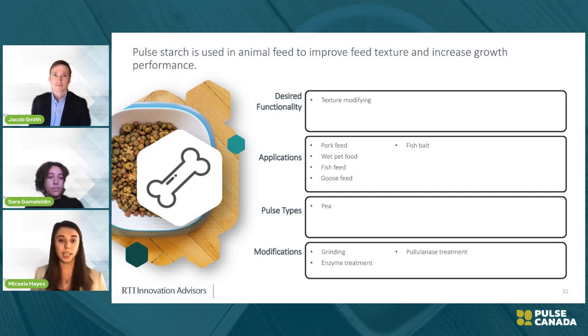End applications that we came across among the patents that we analyzed included feed for pork, for fish, for goose. Specifically, wet pet food was highlighted in several patents. And then one more unique application was for fish bait, which I'll highlight in the next slide. The only type of pulse starch that was leveraged among these patents was pea starch. And the most common modifications were grinding and enzymatic treatment, specifically pullulanase treatment was leveraged for these applications.